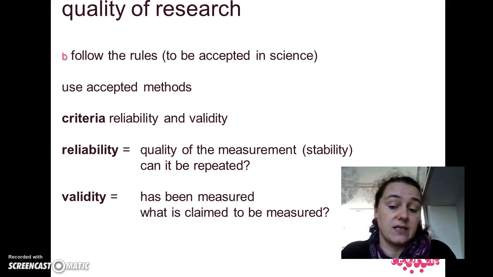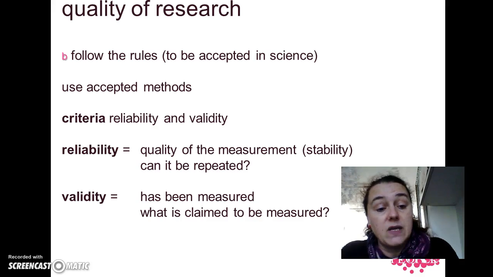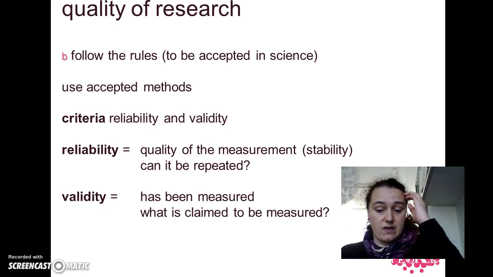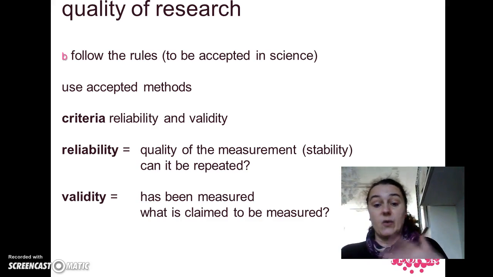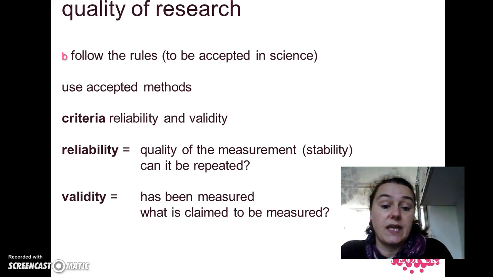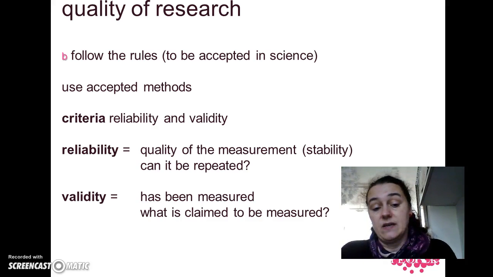Two criteria that are often important are reliability and validity. Reliability is really about the quality of the measurement itself. Can it be repeated? If you do the same type of research with the same type of subjects, will it lead to the same conclusions? Can it be repeated? That's what the reliability criterion is about. And the validity criterion is, has been measured what is claimed to be measured.